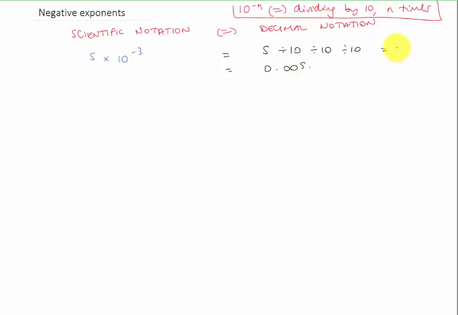So it's the same as dividing by 1000. 10 divided by 10 divided by 10. And from our fractions last week, we know that that's the same as saying 5 times 1/10 3 times, because dividing by a number is the same as multiplying by 1 over that number, sorry. So that's 5 over 1000, which is the same as dividing by 1000, which is 0.005.